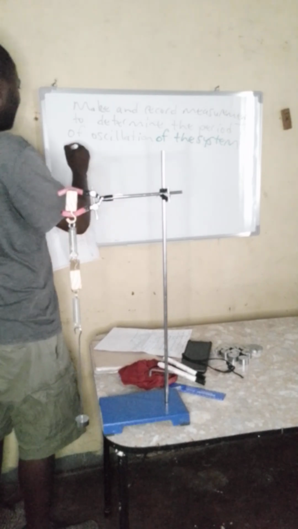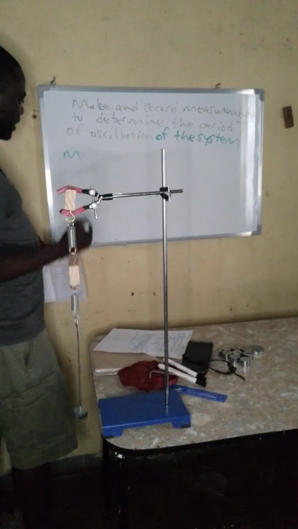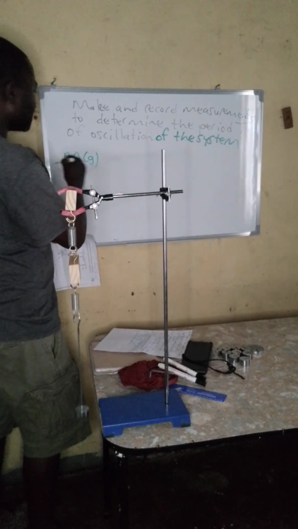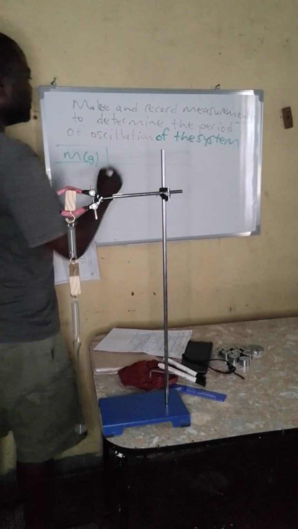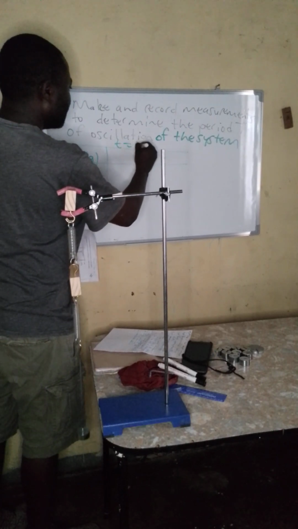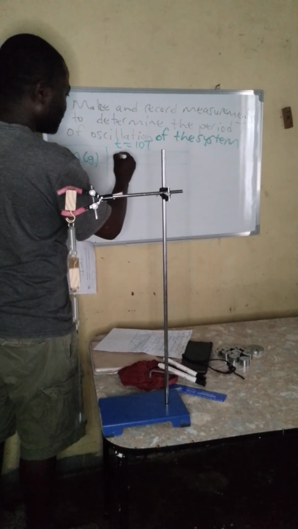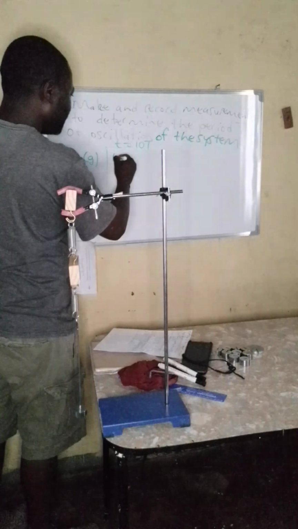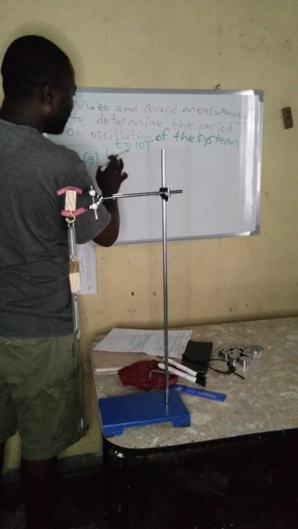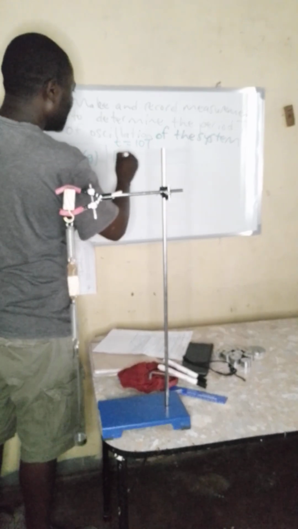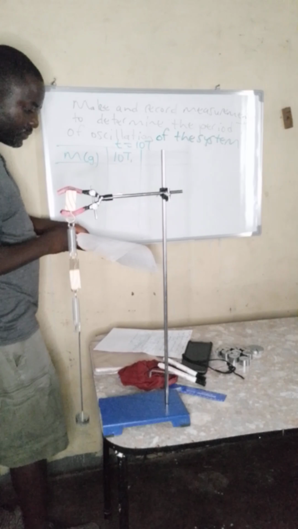So remember we've got mass M, this oscillating mass, in a vertical plane. This mass M is in grams. So we are going to have a column for mass M. Then we said we should have t for 10 oscillations. So we are going to have t1, or we can express it as 10T1, right?